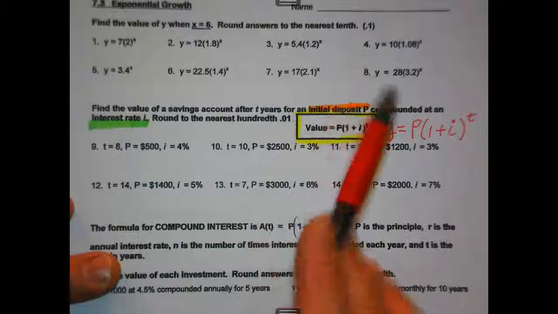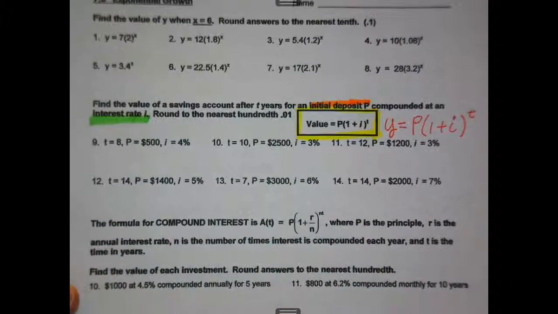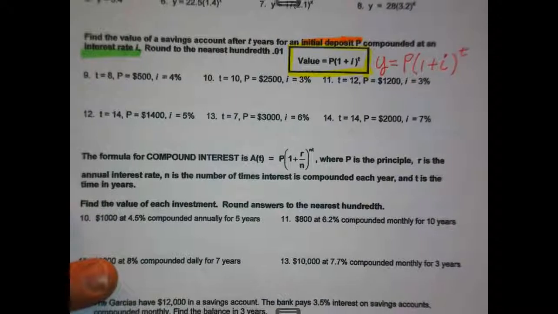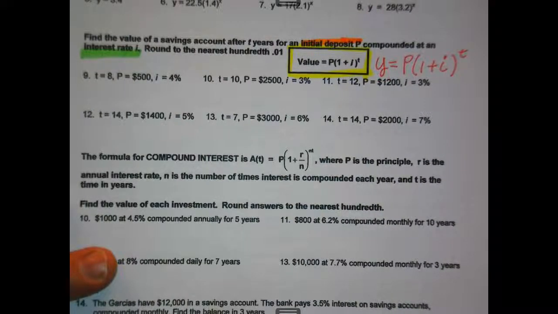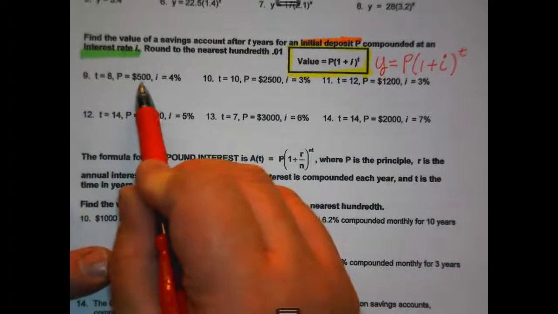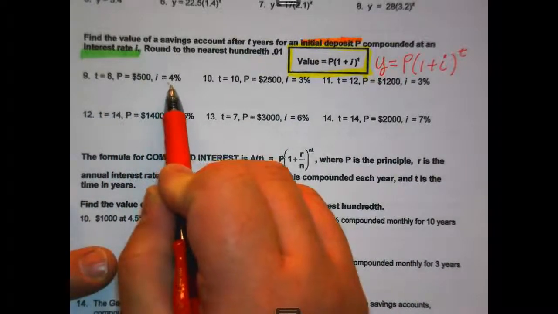Okay, so in number 9, they give us the variable. I'm not going to do 1 through 6. It's just 1 through 8. So number 9, they give us what the variables are. Okay, so our T is 8, our P is 500, and our I is 4%.